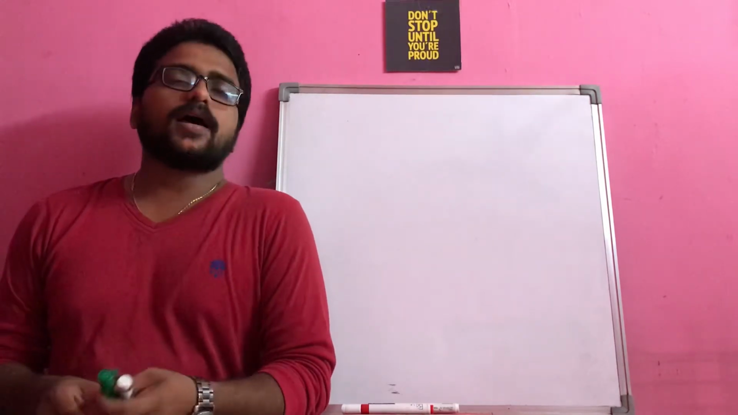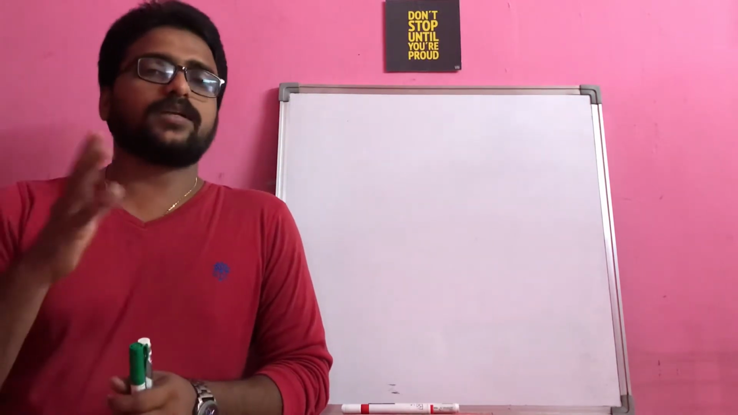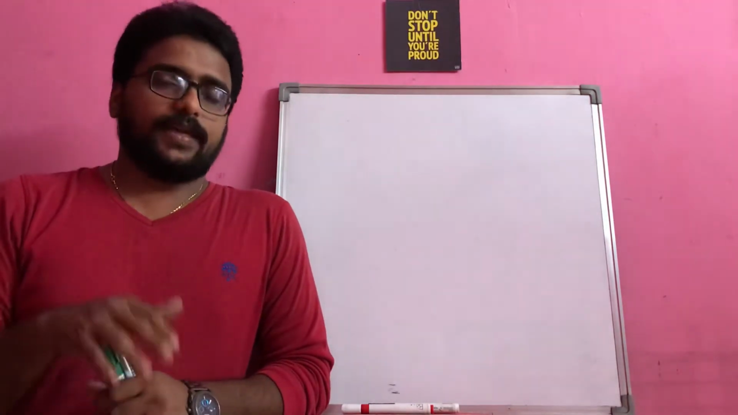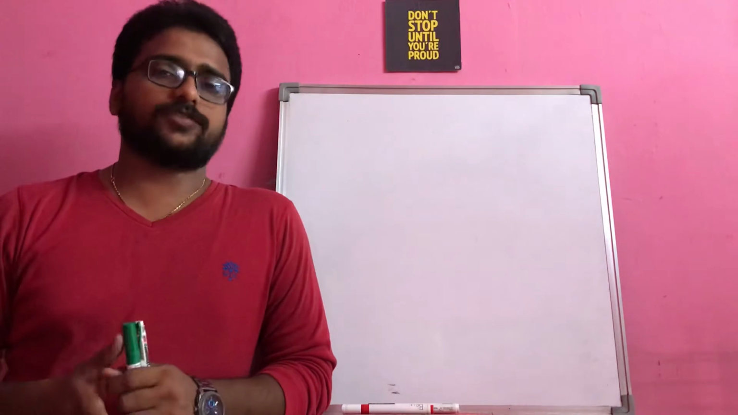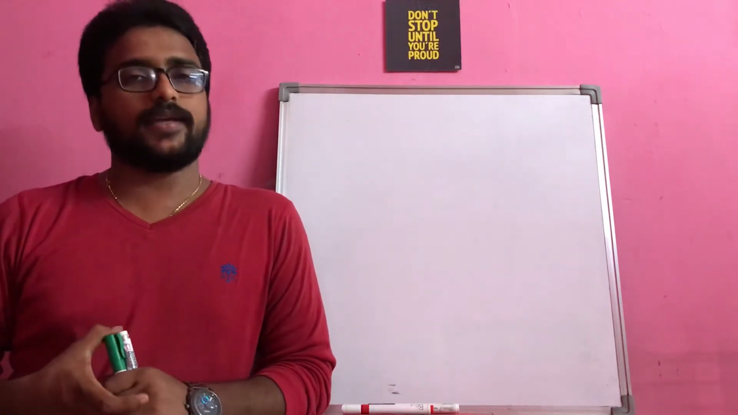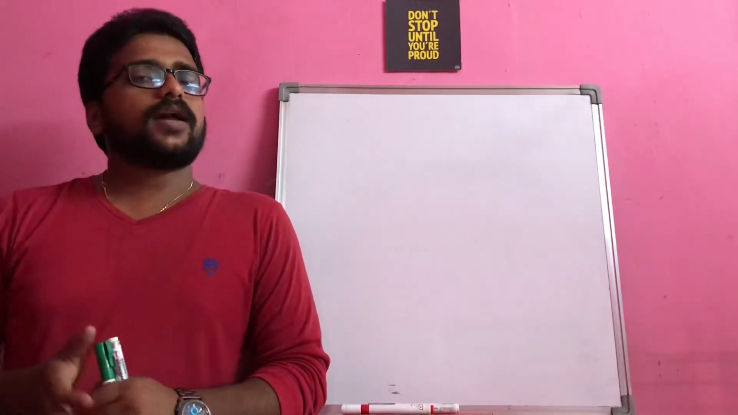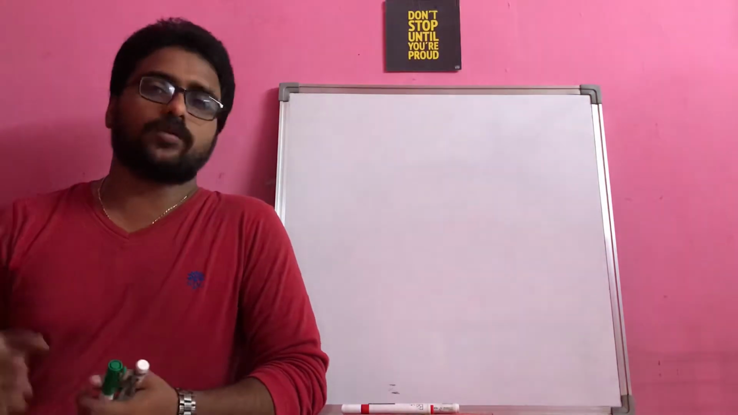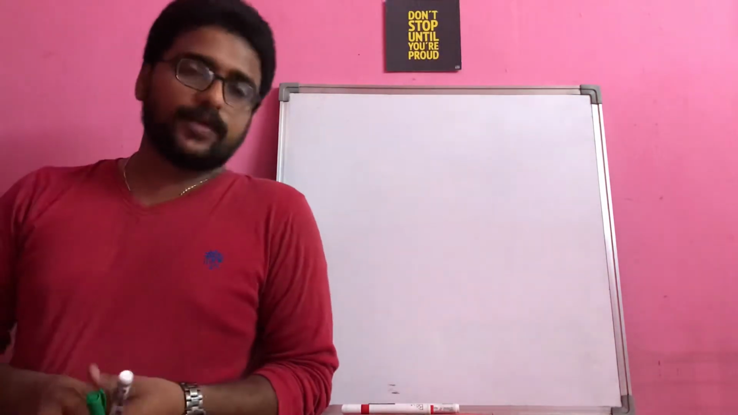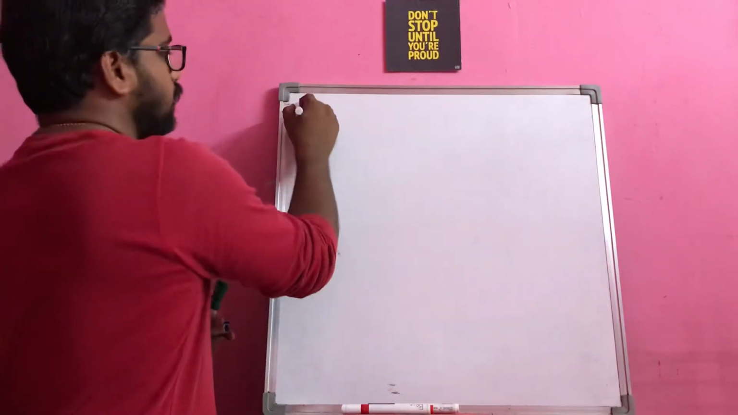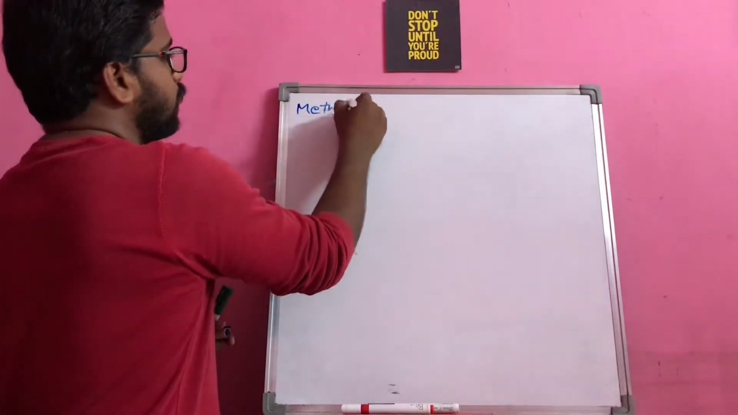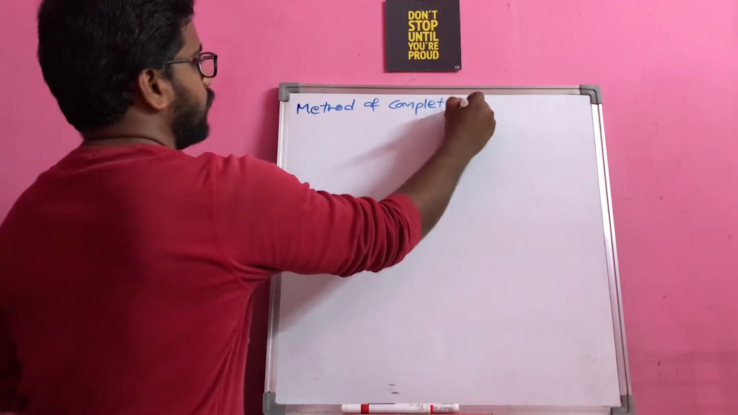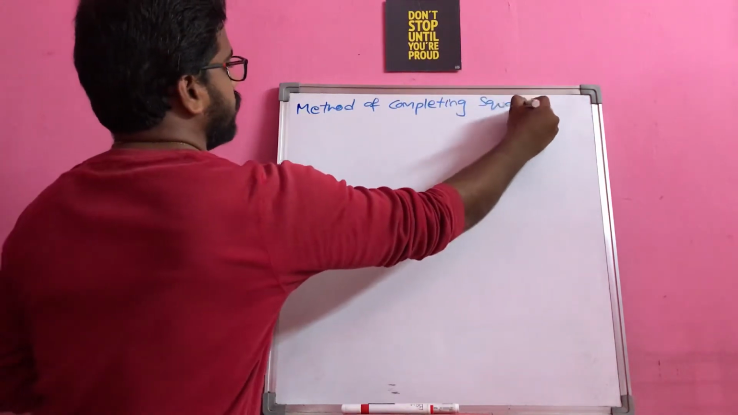So in the last class we discussed the different methods that we have to solve the quadratic equation, that means to find the factors and the roots of that quadratic equation. And also in the last class we discussed the factorization method to get the roots of a quadratic equation. Now in today's class we are going to discuss one important method to find the roots of a quadratic equation, that is nothing but the method of completing the square.